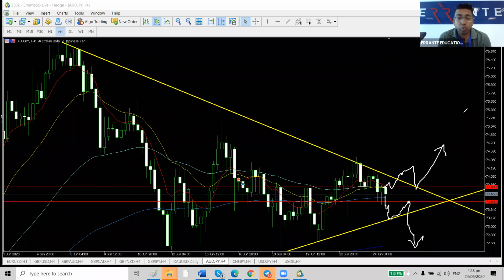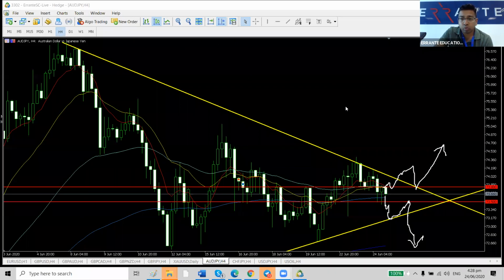So we do have two options of AUDJPY, but in terms of trend, because it's just not very clear in terms of trend as well.